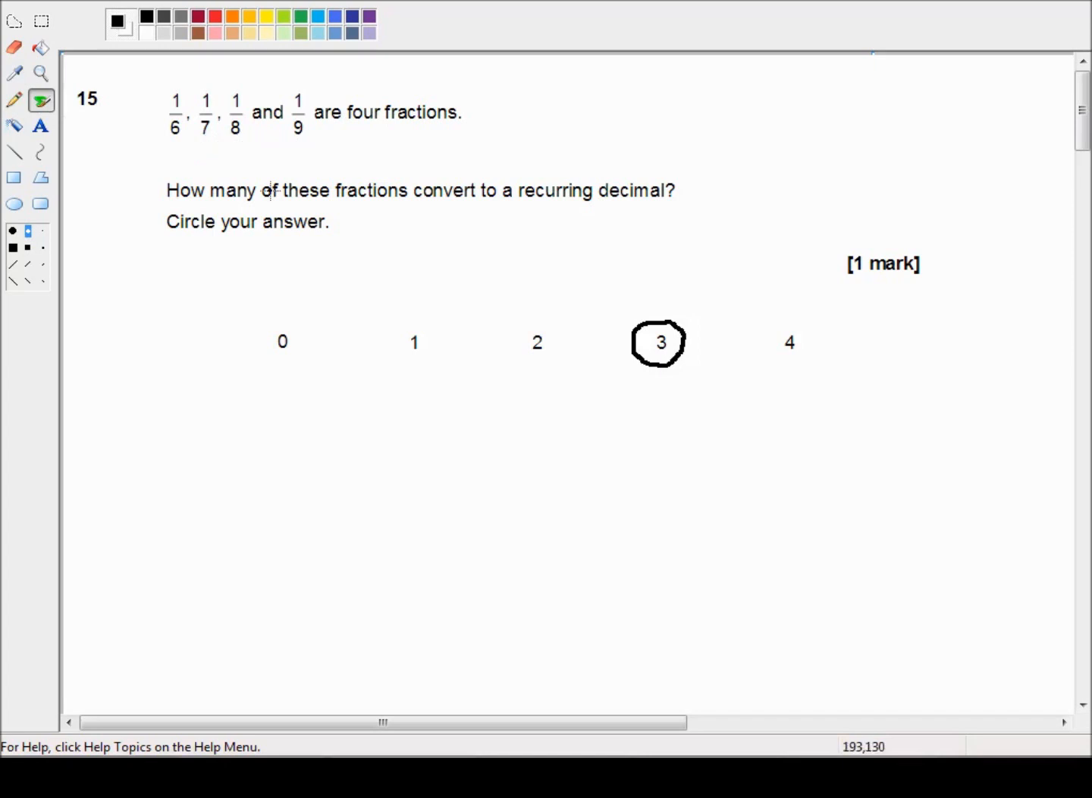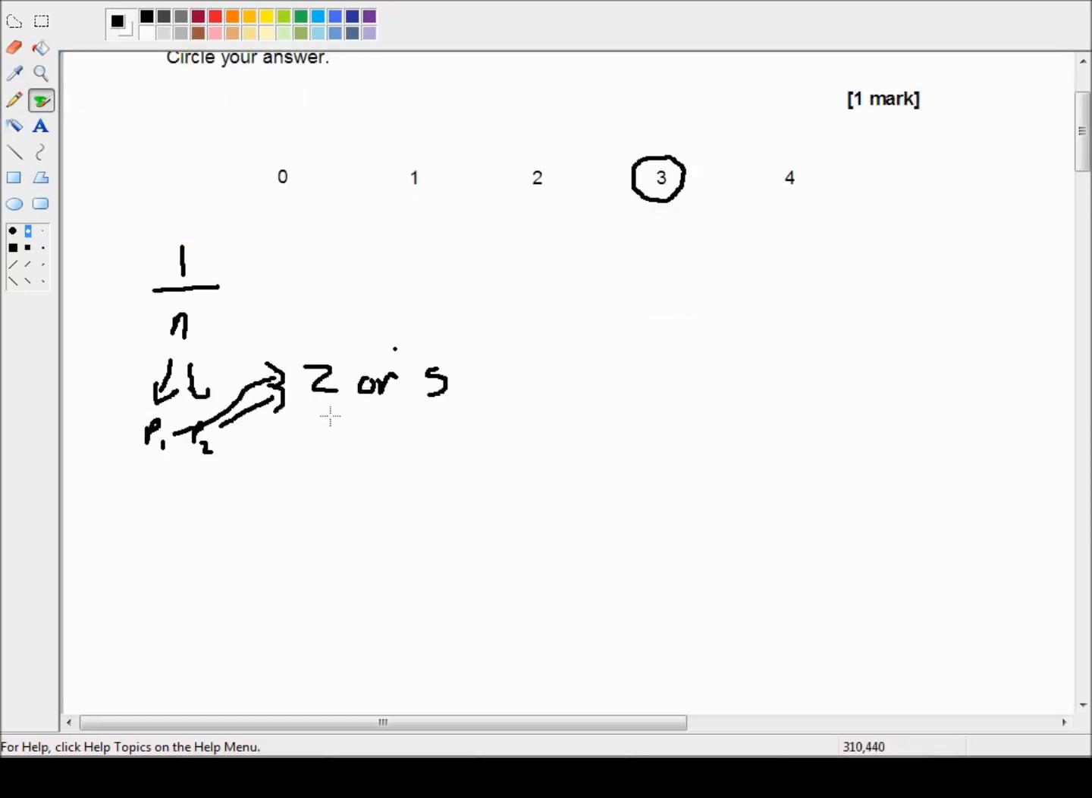If you've got 1 over n, and you break n down into prime factors, so let's call them P1, P2, then your P1s and P2s must only be a 2 or a 5. If there's any other numbers other than 2 or 5 in your prime factors of n, then 1 over n will be a recurring decimal. If not, it will terminate. And let's just check that and show what I mean by that.